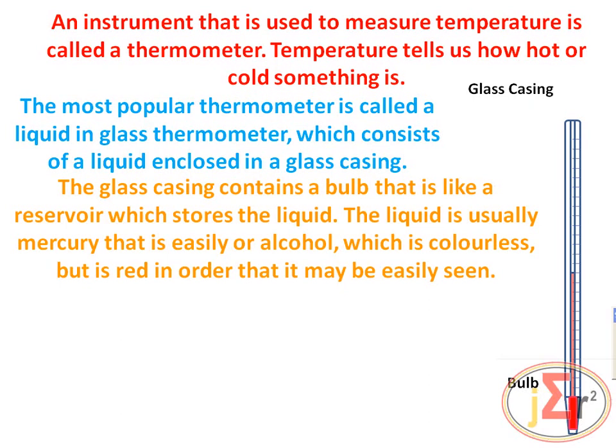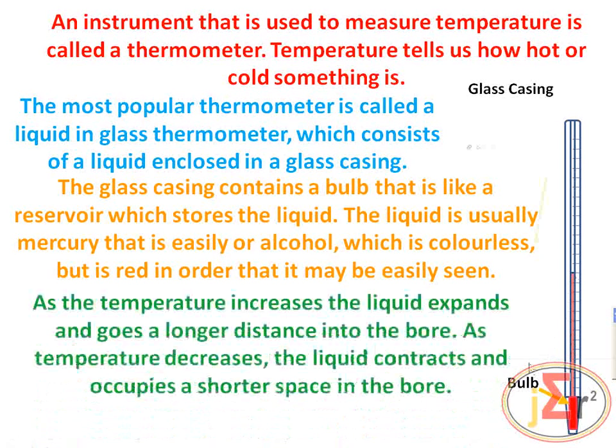So we have a liquid in glass thermometer which has what? Liquid inside of a glass casing. And right here we have the very large portion that is called the bulb. And then this part is called the bore. So as the temperature increases, the liquid expands and goes a longer distance inside the bore. As temperature decreases, the liquid contracts and occupies a shorter space inside of the bore.